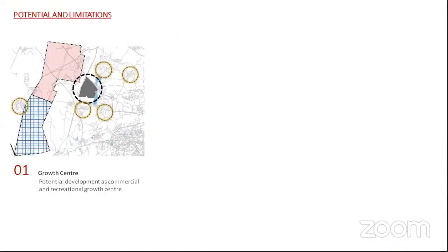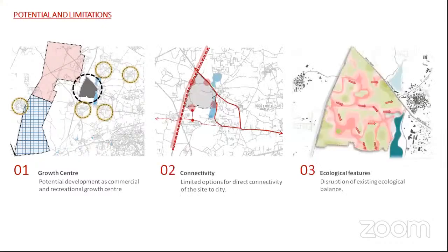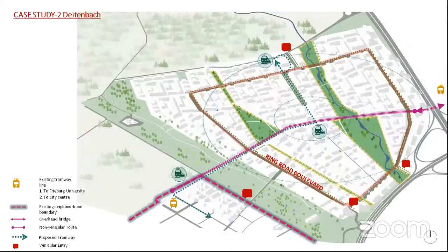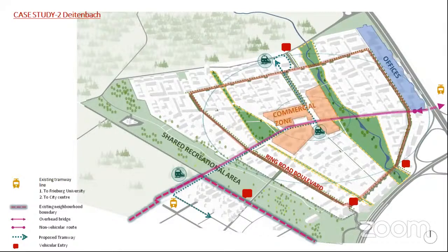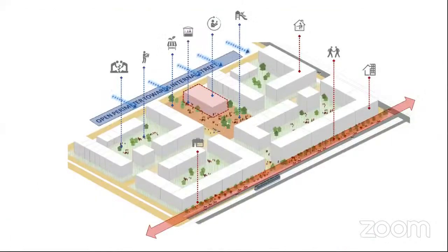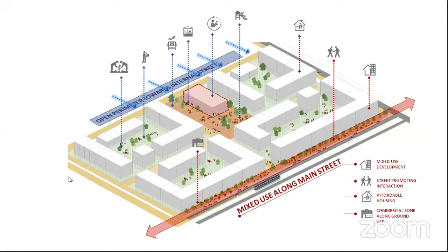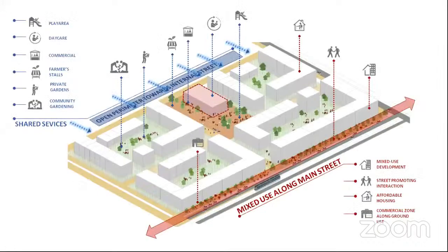Next, building onto which the potential and limitations of development were understood through built-in land use and possibility of site development as growth center, limitations of connectivity to the city and response to ecological features. To look at the larger challenges and design parameters, a case study of Ditanba was taken up, where the design focused on creating a strong commercial core and shared recreational areas. Next, a major learning was the development model of walkable neighborhood block, which was framed around the idea of mixed-use development along main street edge and shared amenities along internal street.